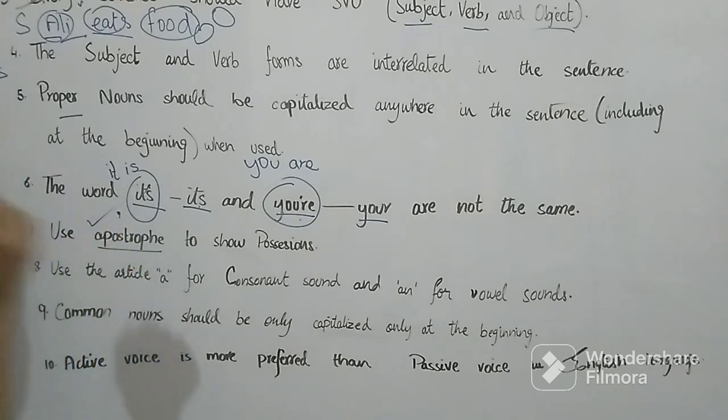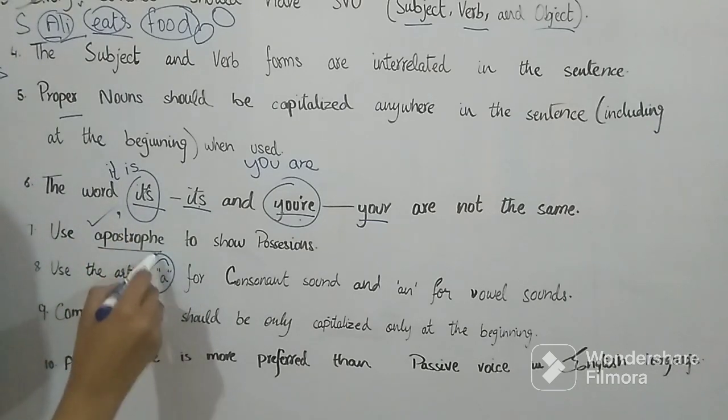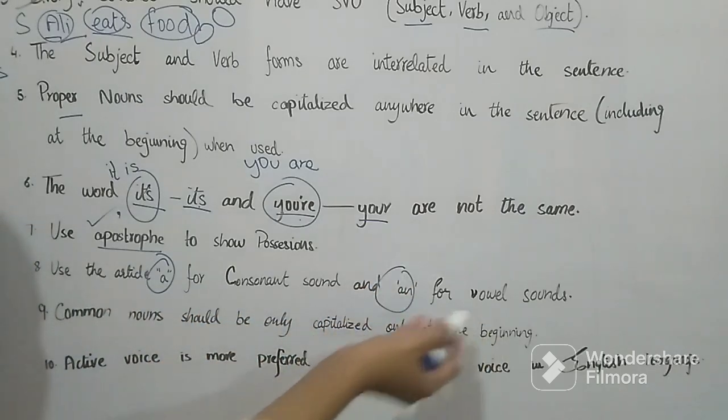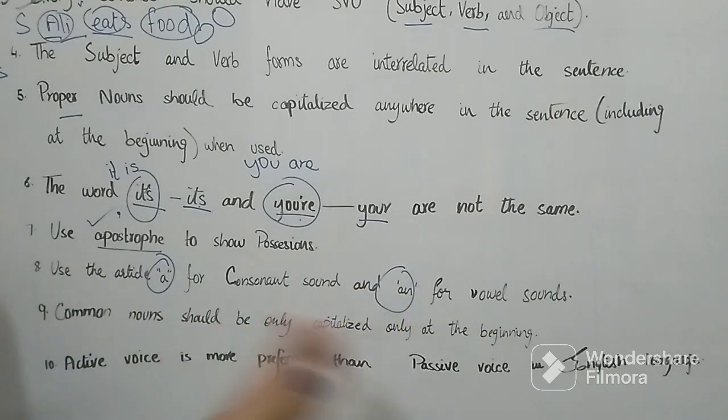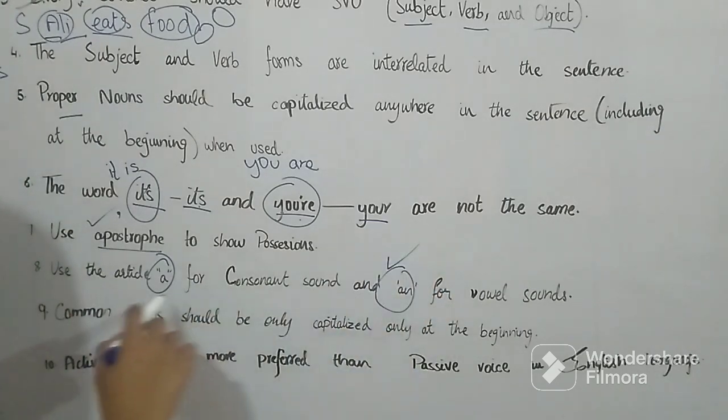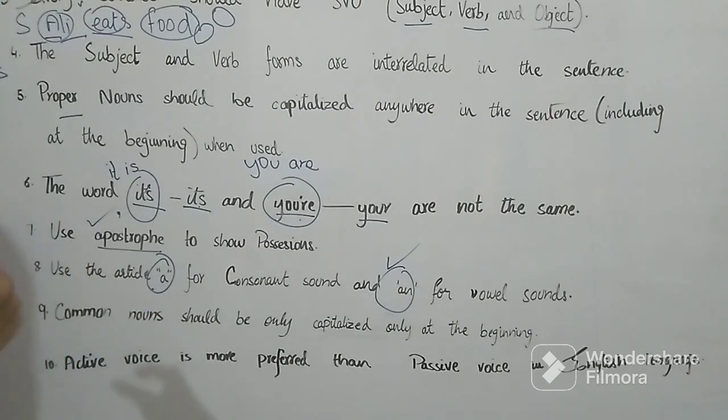Eighth rule, use the article a for consonant sounds and an for vowel sounds. Like if it's a simple consonant sound, we say this is a book. But if we talk about vowel sounds, like this is an apple. So if it's a vowel sound, apple, the vowels A, E, I, O, U, we're gonna use an, and if it's a consonant sound, we're gonna use the article a. So this is a book and this is an apple.